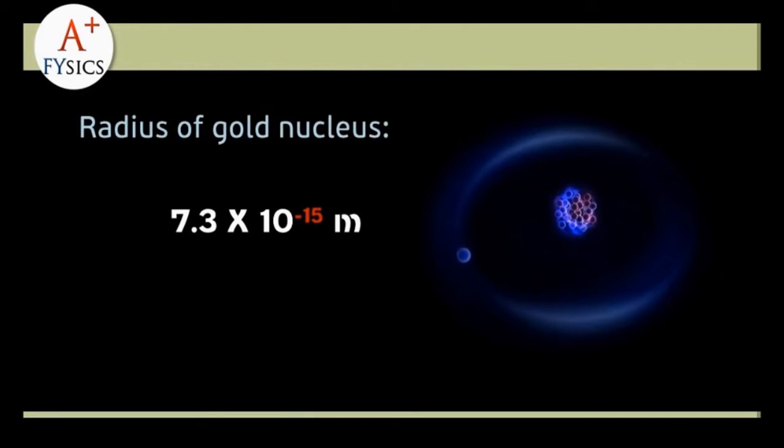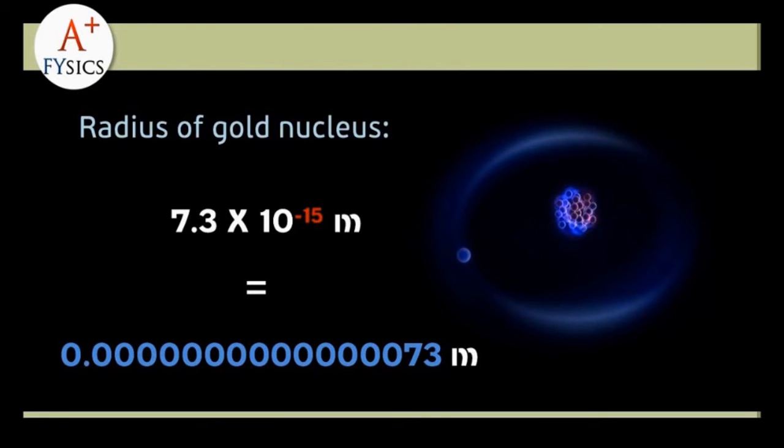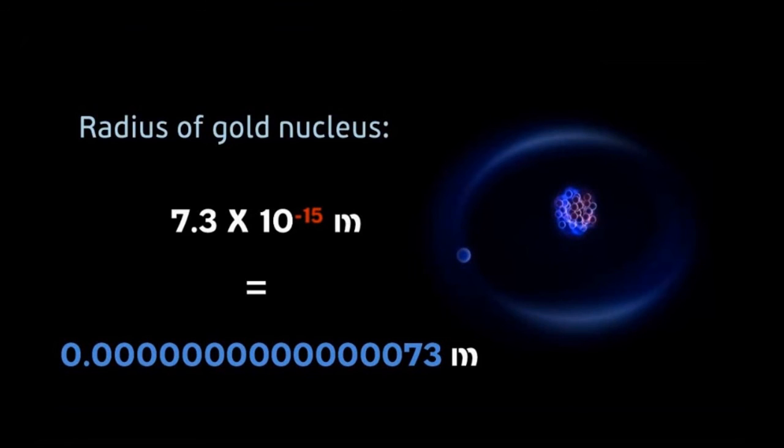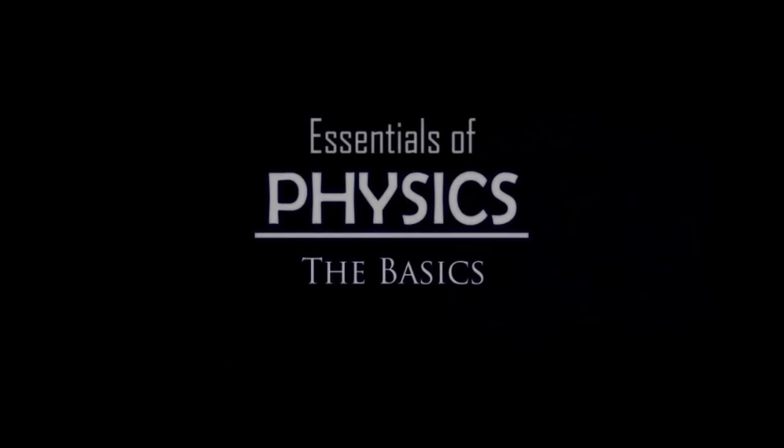Let us represent the radius of a gold atom as a number in the form of power of 10. The radius of a gold atom is 0. and then 14 zeros, then 73. You can write it as 7.3 multiplied by 10 to the power of minus 15. That is also easier than the previous number, right?